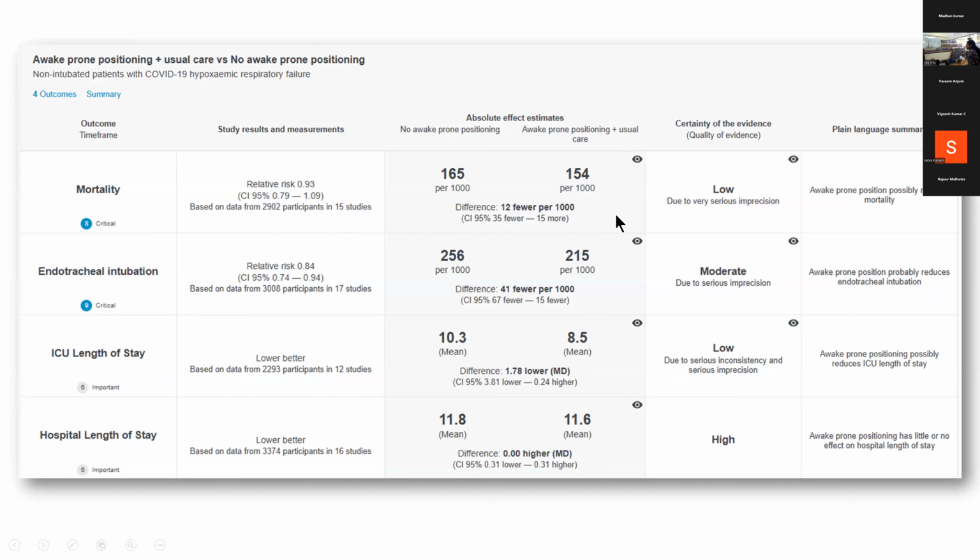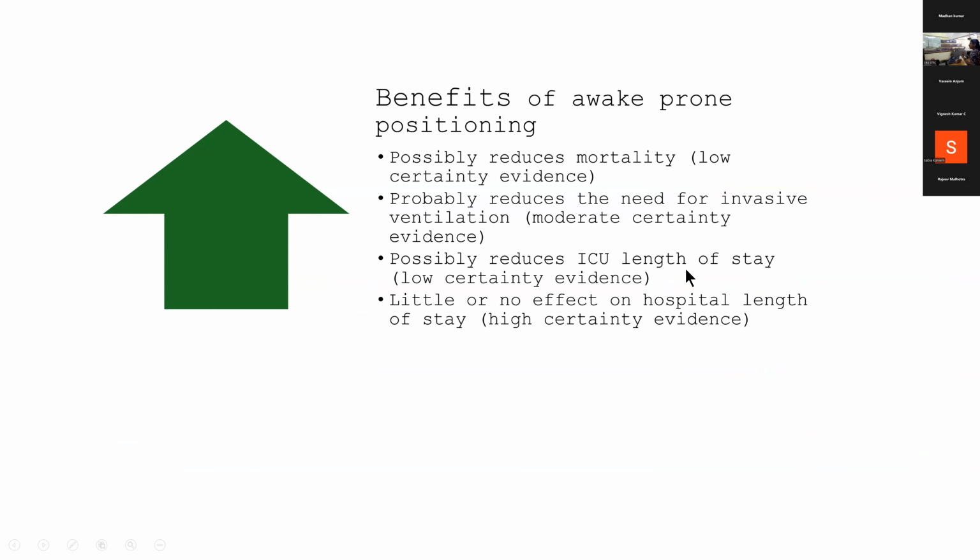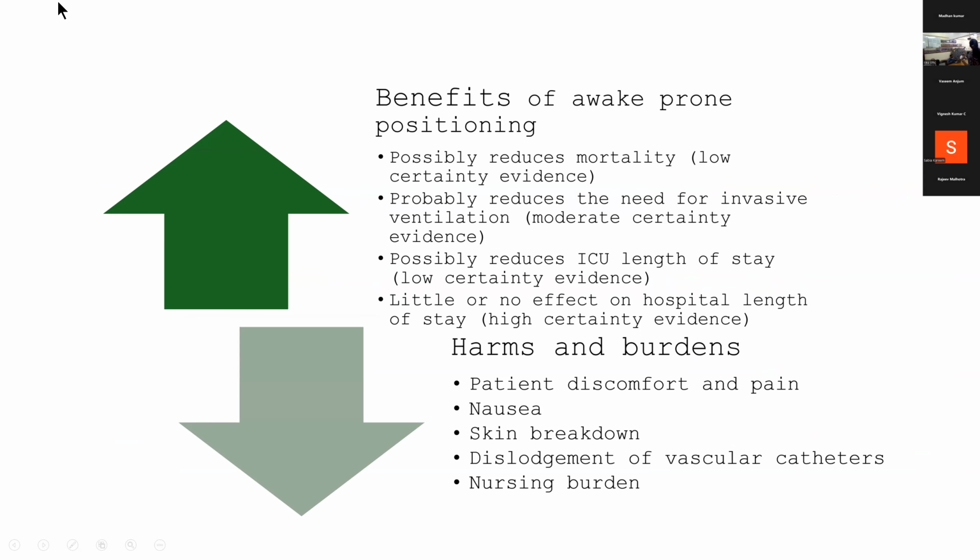Let's look at mortality. There were 12 fewer deaths, but the confidence interval was wide, from 0.79 to 1.09, and this is low quality evidence. What about endotracheal intubation? The relative risk was 0.84 and the confidence interval was 0.74 to 0.94, which is a moderate benefit. And ICU length of stay also shows some benefit. So if you look at all the benefits of prone positioning, it probably reduces mortality and reduces invasive ventilation. But what are the harms and burdens?